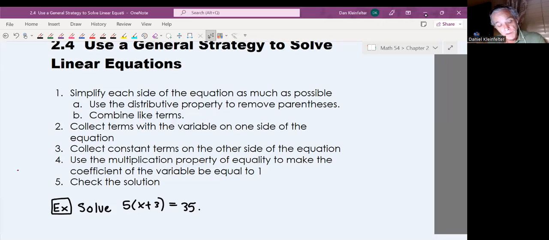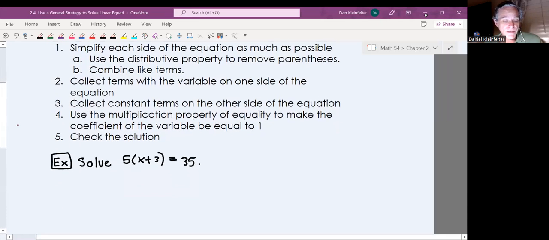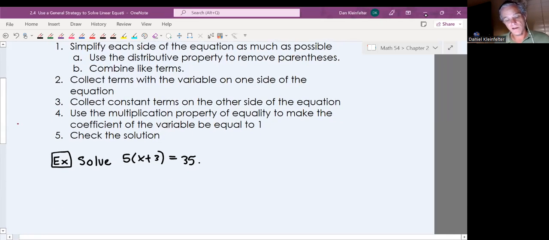Then in number 4, we'll use the multiplication property of equality to make it so that the coefficient of the variable is a 1. And we'll see by example how that's done. And then finally, under step 5, it's a good idea to check the solution to make sure we didn't make some little mistake along the way.